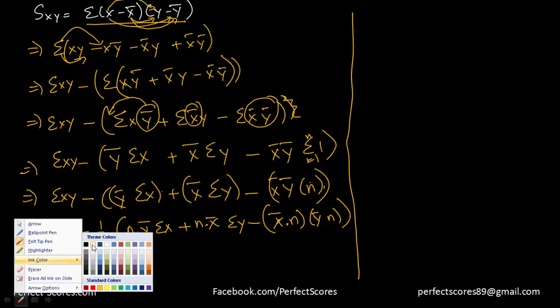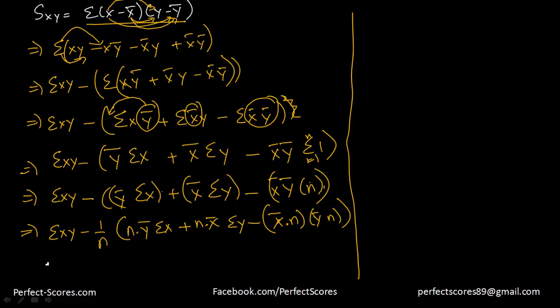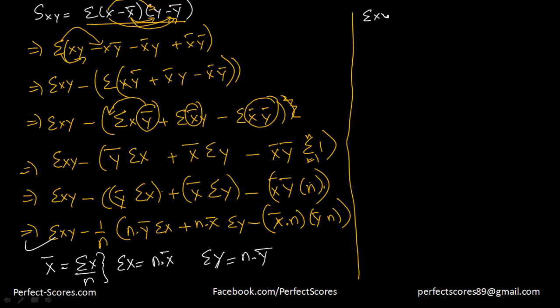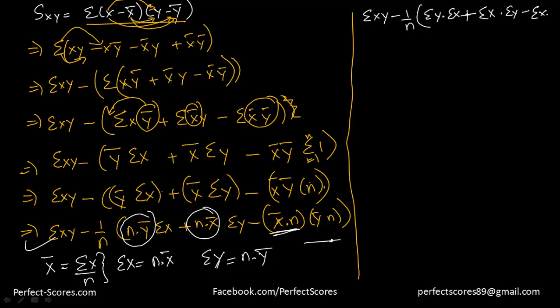Now from here, as you know, x bar is equal to summation of x over number of terms, which means summation of x is equal to n into x bar. Similarly, summation of y is equal to n into y bar. Now if I substitute that here, I'm going to get summation of xy minus 1 over n times, so this term is going to be equal to summation of y times summation of x, plus this term is going to be summation of x times summation of y, minus this term is going to be summation of x times summation of y.